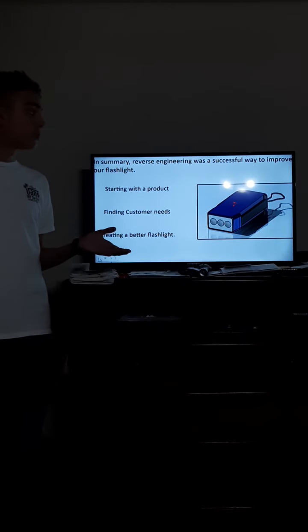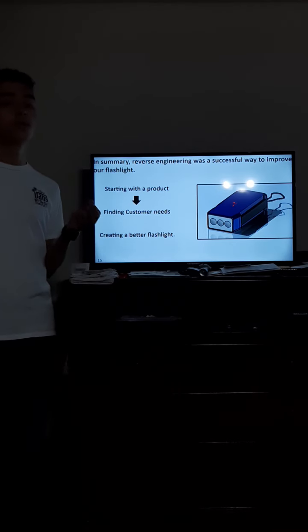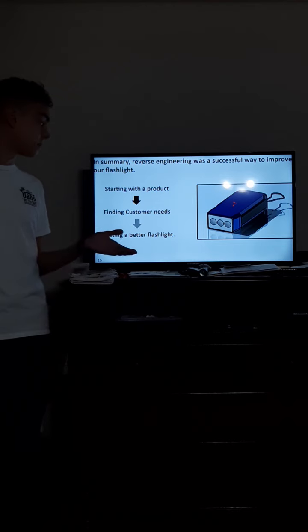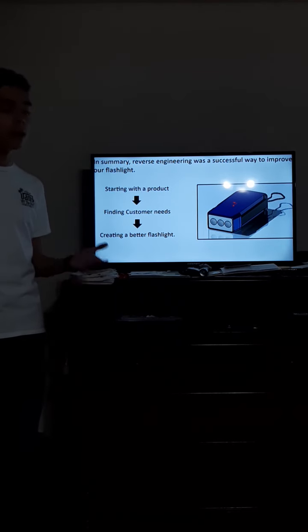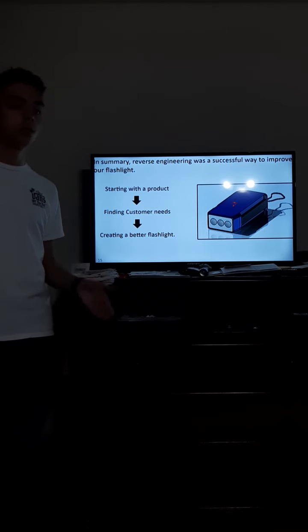In conclusion, reverse engineering was a very successful way to improve this flashlight. We learned that if you can start with a product and find your customer need, once you have a customer need, you can create a better flashlight. Because if you can directly impact what the customer wants, you're bound for success because your design is targeted.